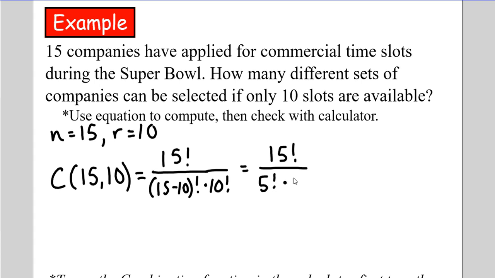Now you also need to divide by 10 factorial because, for the 10 that were picked, originally we were considering order being important, but order is not important. Just the fact that your commercial is going to play in the Super Bowl is what's important. So I need to divide by 10 factorial because there's 10 factorial different ways I could rearrange the 10 companies that were selected in order to rearrange their time slots, but just being selected is important. So 15 factorial divided by 5 factorial times 10 factorial.